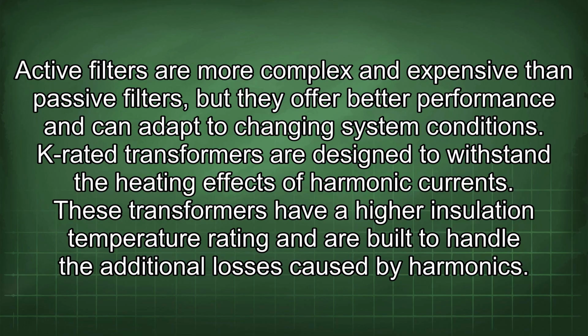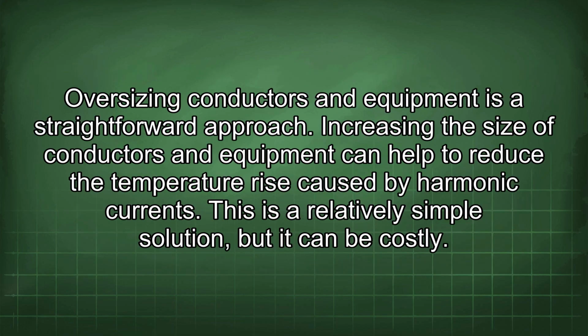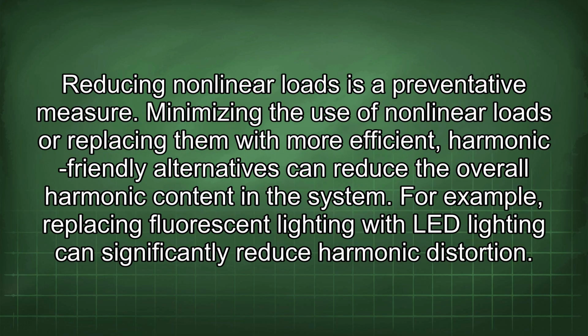K-rated transformers are designed to withstand the heating effects of harmonic currents. These transformers have a higher insulation temperature rating and are built to handle the additional losses caused by harmonics. Oversizing conductors and equipment is a straightforward approach. Increasing the size of conductors and equipment can help to reduce the temperature rise caused by harmonic currents. This is a relatively simple solution, but it can be costly. Reducing nonlinear loads is a preventative measure.